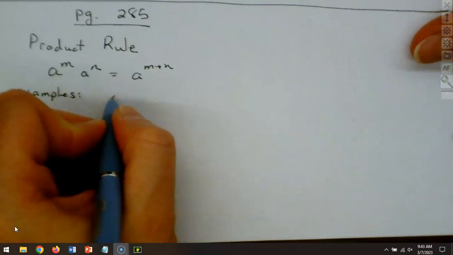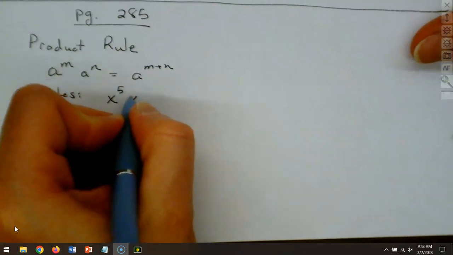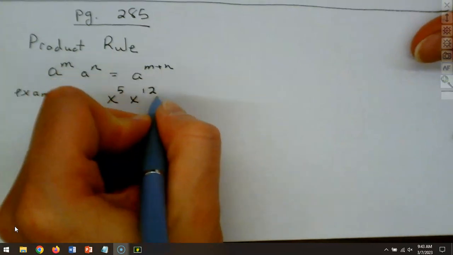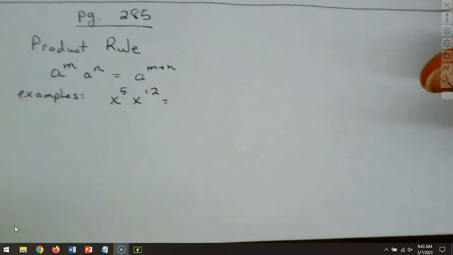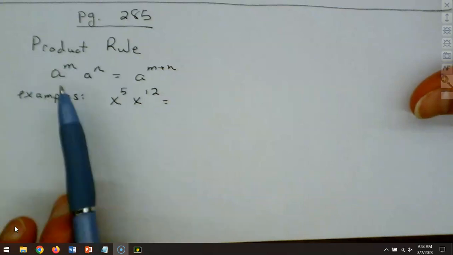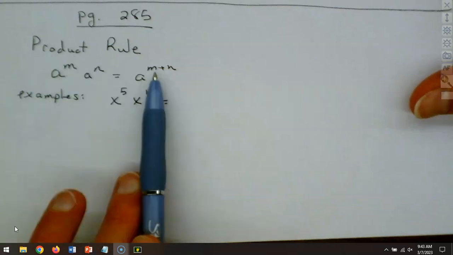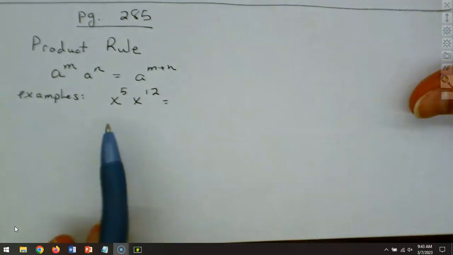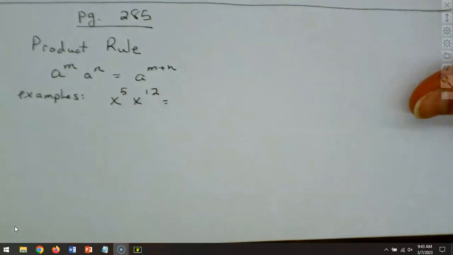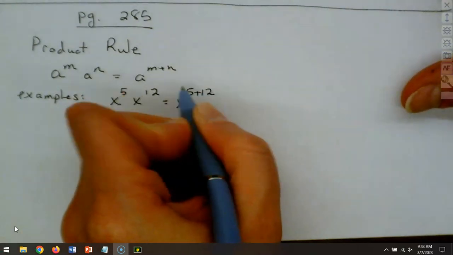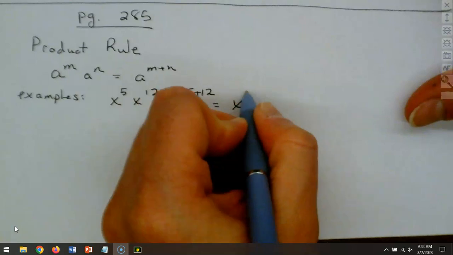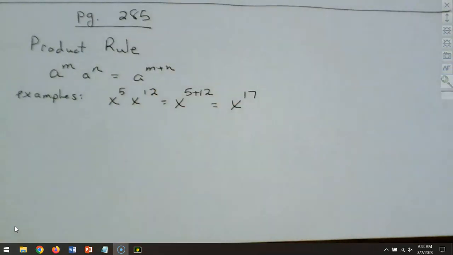How about we have x to the 5th times x to the 12th. Okay, now with these, what's going to happen when we multiply? Product means multiply. When we multiply, the exponents add together. So we're looking at x to the 5th and x to the 12th. That's going to be x to the 5 plus 12 power, which is then x to the 17th power. Okay. Exponents add together. It also works with numbers.